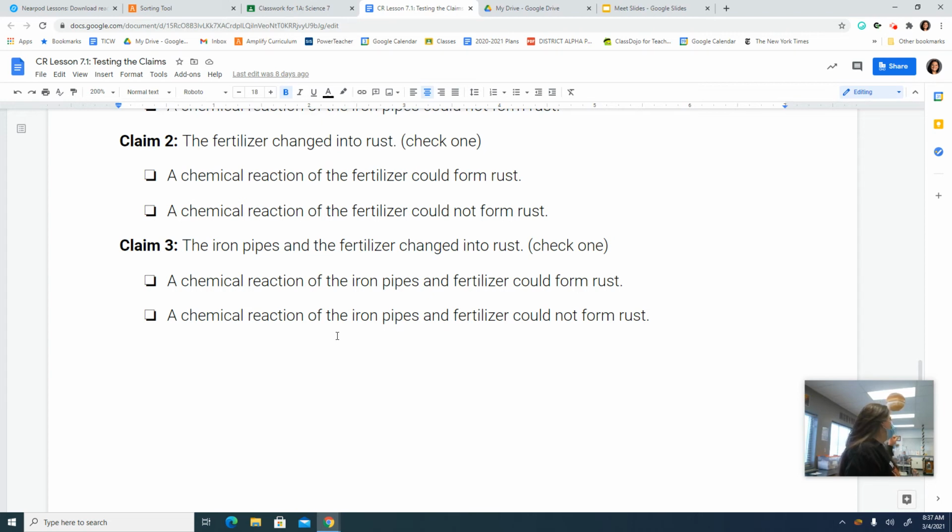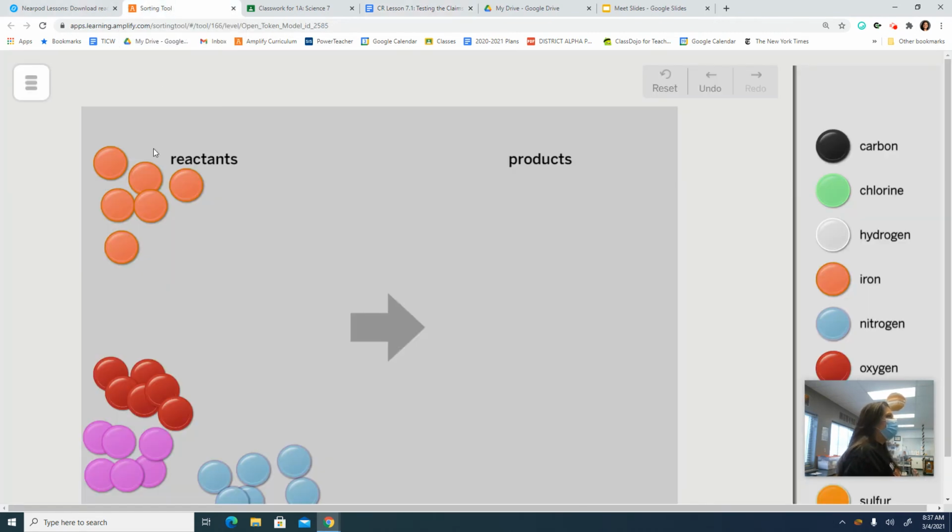Now we have the 2 together. So now we are testing, can the iron pipes and the fertilizer together form rust? Well, I have my iron from my pipes, and I now have my oxygen from my fertilizer. Now I do still have a lot left over, okay? And remember I said we're going to talk about that more in chapter 3.